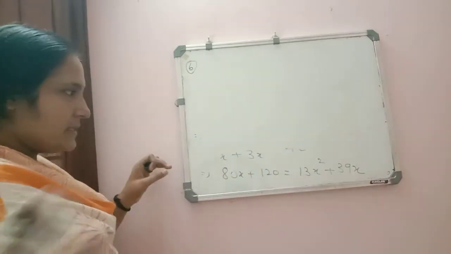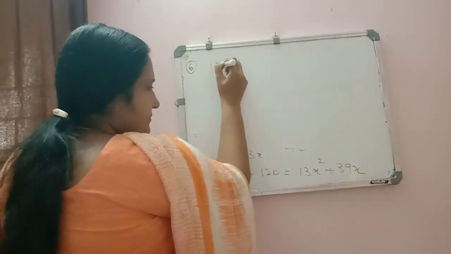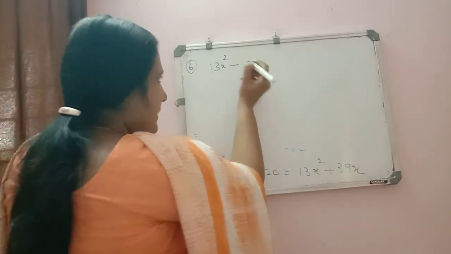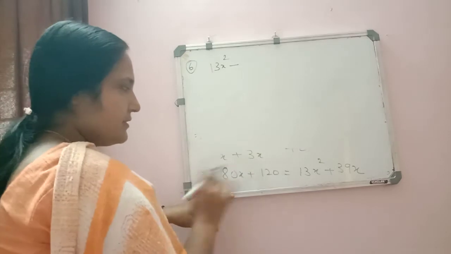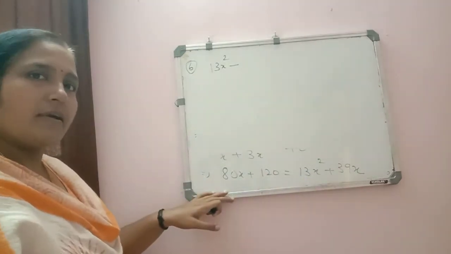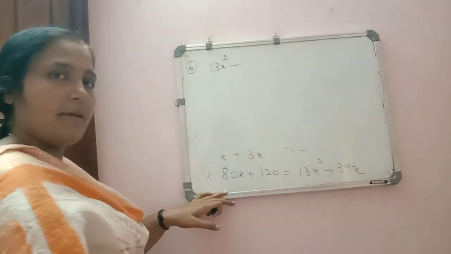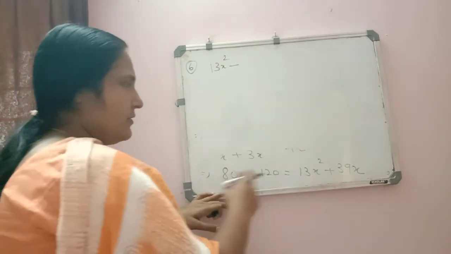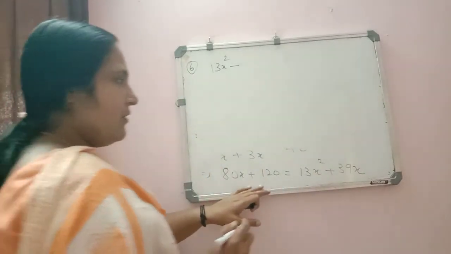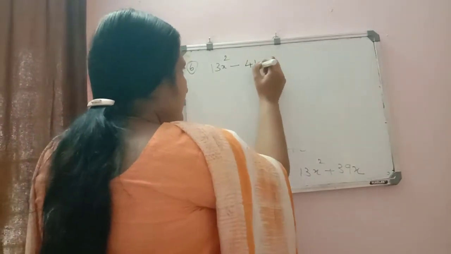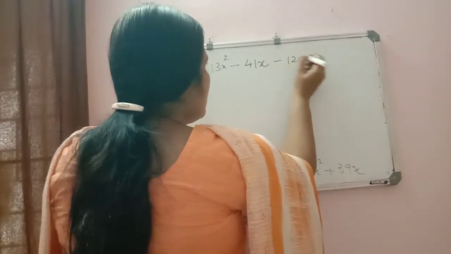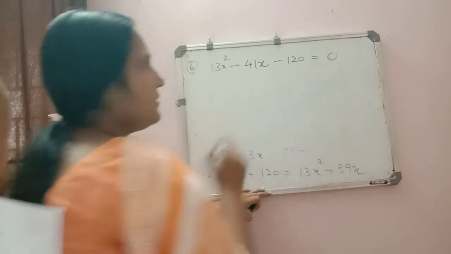We'll get 13x square, 39 minus 80. So the sign will be negative there. If you want, you can do the subtraction there. 80 minus 40 will be equal to how much? 40. Then 80 minus 39 will be equal to 41. If you want, you can do 10 minus 9 equal to 1, 7 minus 3 is equal to 4. So we are going to write here minus 41x, and this 120 shifting there, so it will be equal to minus 120 is equal to 0.